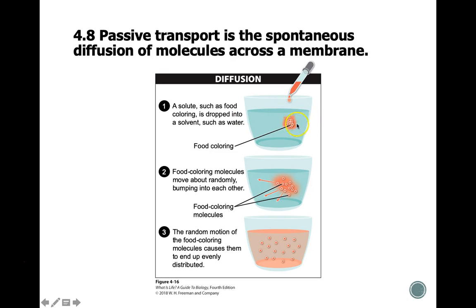So here we've got high dye concentration. They bump into each other randomly and slowly spread out. And you've probably observed this yourself. Now they move until they are evenly distributed. So basically that means they move from an area of high concentration to an area of low concentration until they are in equilibrium, which just means that everybody's spread out evenly and they're all moving sort of randomly back and forth.